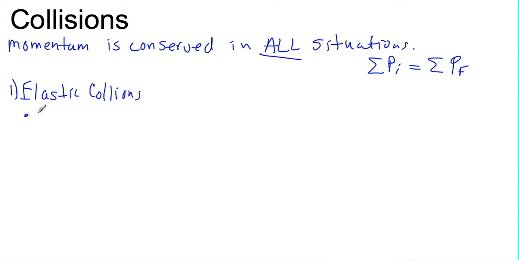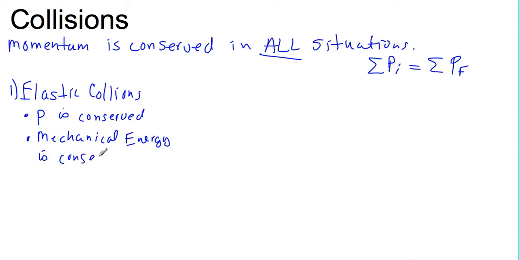P is conserved. I guess we're overemphasizing this, but we don't want to forget that. The other thing is what we call mechanical energy, which is also conserved. That's your kinetic and potential types of energy. That was defined in an earlier video, but those are the two types of energy that you sometimes have to check for with these collisions.